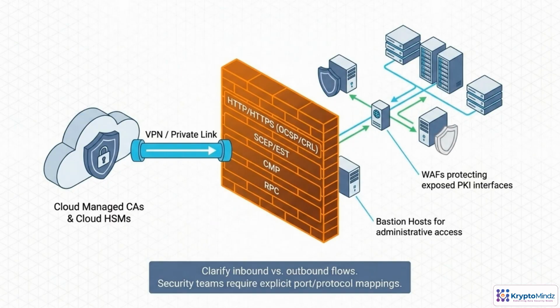When you connect cloud-managed CAs or HSMs to an enterprise network, the first design task is to define traffic flows in detail. Security teams will ask, which systems initiate connections, on which ports, and in which direction. That applies to OCSP and CRL delivery, SCEP or EST enrollment, CMP, RPC, and any management APIs. You also need clear controls around those flows. VPN or private link for transport, WAFs in front of exposed PKI interfaces, and bastion hosts for administrative access. If you can't hand your network team a precise port and protocol matrix, your PKI design isn't ready for implementation.